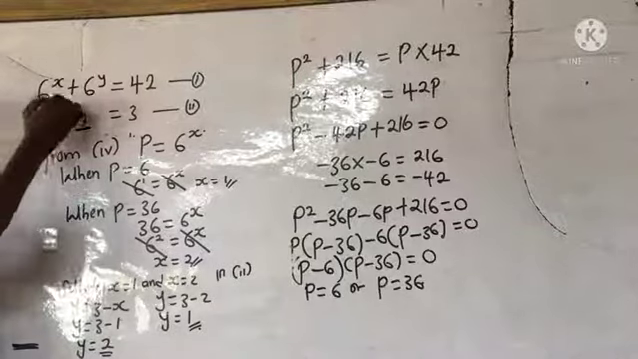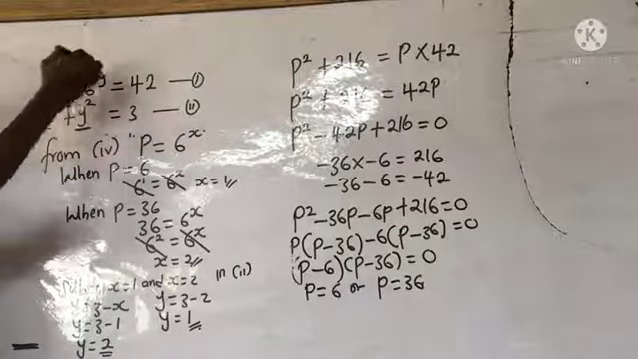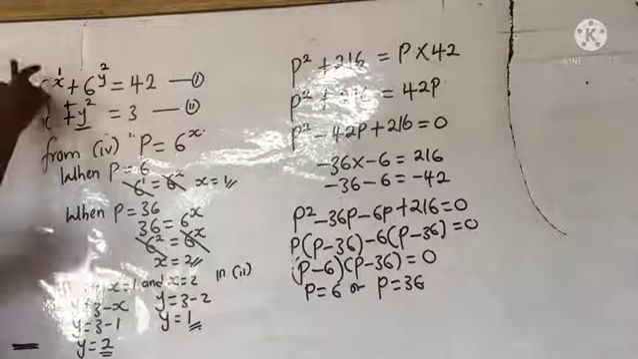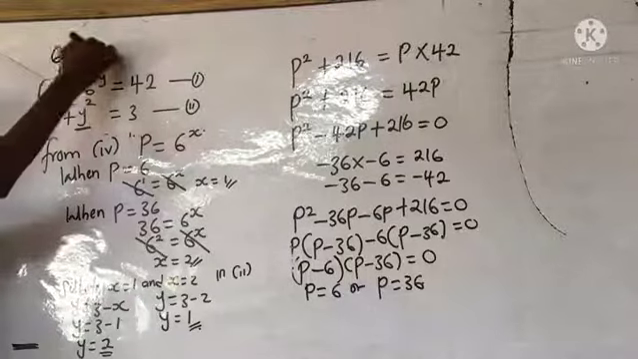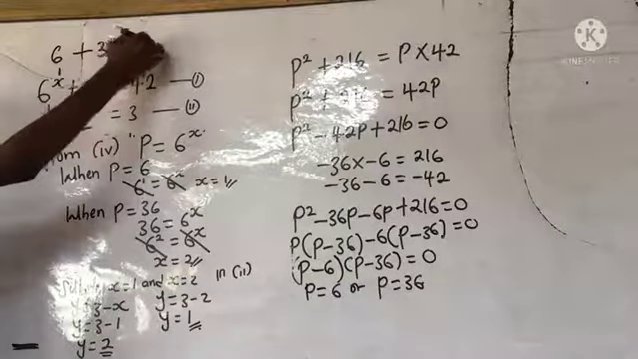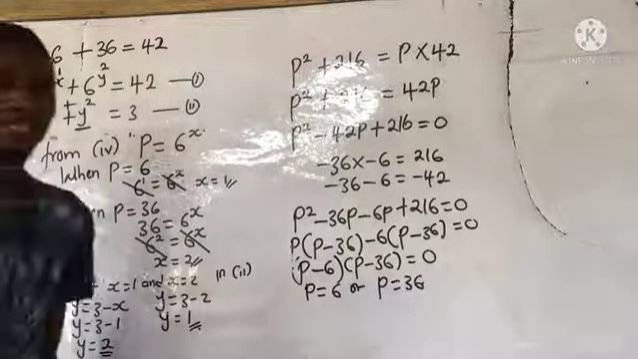Now let's try to check now. 1 plus 2 here will give us 3. So let's put 1 in this side. 6 raised to the power 1, 6 raised to the power of 2. 6 raised to the power 1 will give us 6. Plus 6 raised to the power of 2 will give us 36. And 36 plus 6 will give us what? 42. So that is the end of the class.